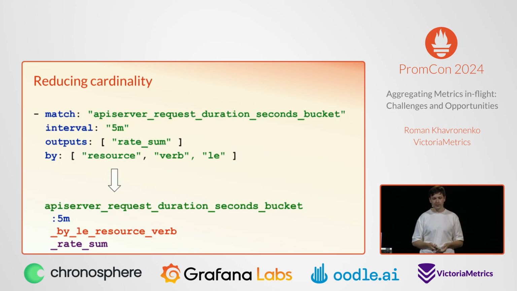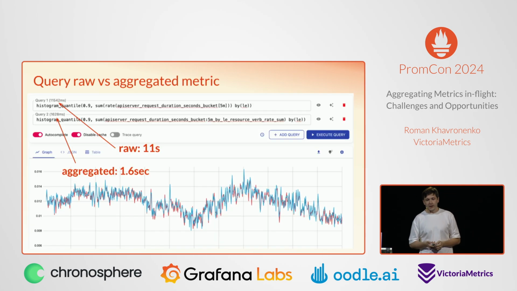So what can I do with that? Well, I can write this stream aggregation config, so I can match this specific time series. I can define that I need a 5 minute aggregation interval, and I want to use rate. And as dimensions, I will use resource, verb, and of course, the bucket label. This will be transformed into the following metric name. And then, at query time, I can do this.